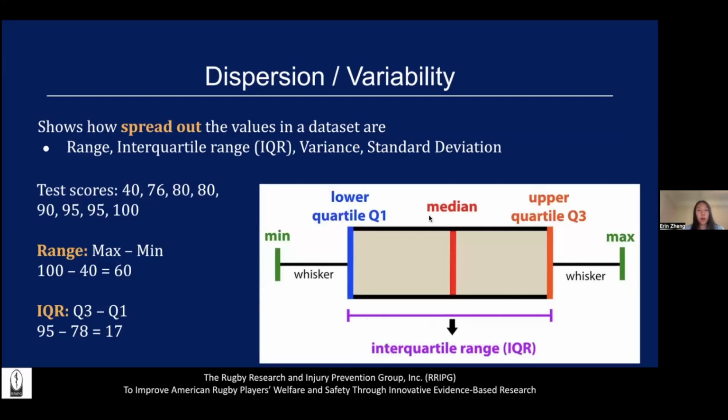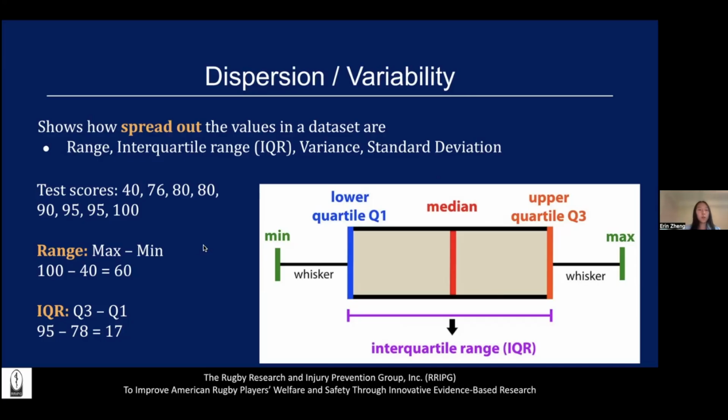Next, I'm going to talk about another aspect of descriptive statistics, which is dispersion or variability. Measures of dispersion and variability show how spread out the values in a data set are, and that can help you understand whether the data is tightly packed together or widely scattered. The main measurements of dispersion are range, interquartile range, variance, and standard deviation.